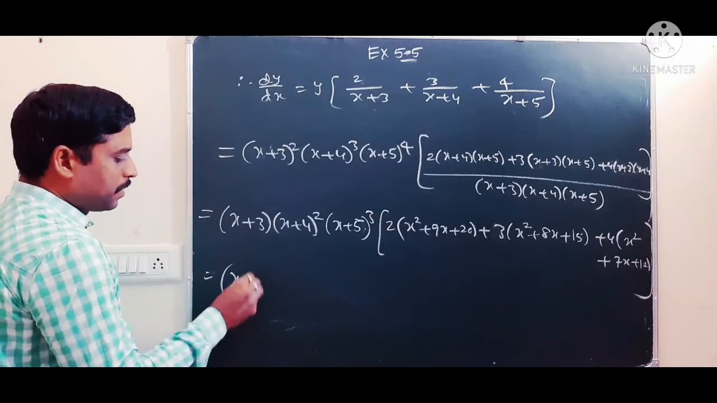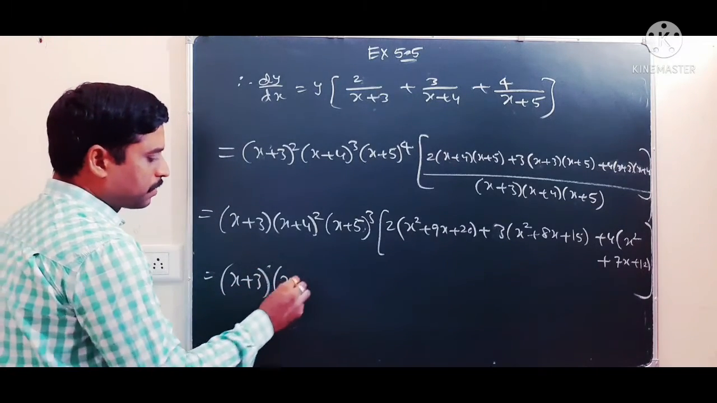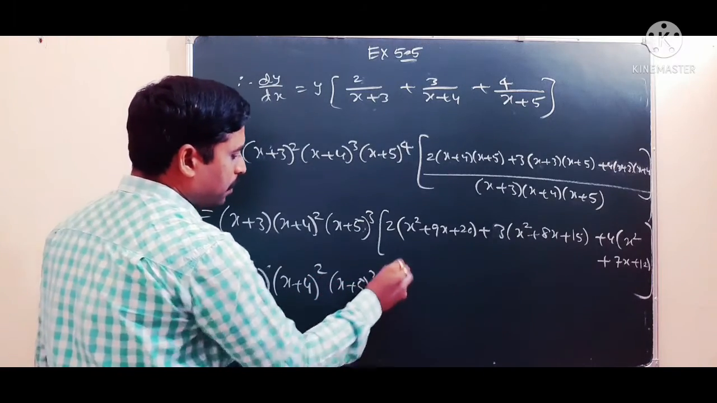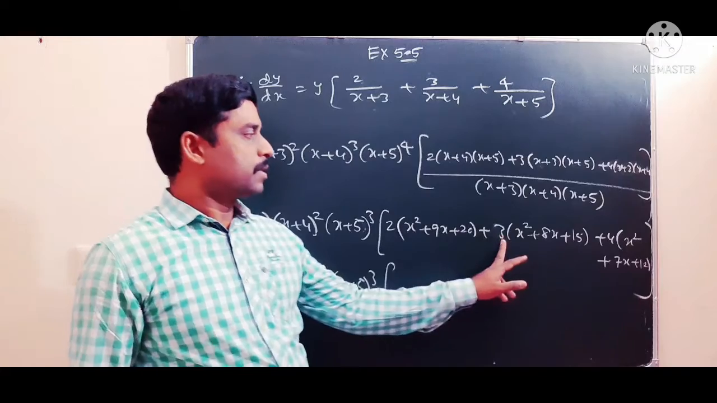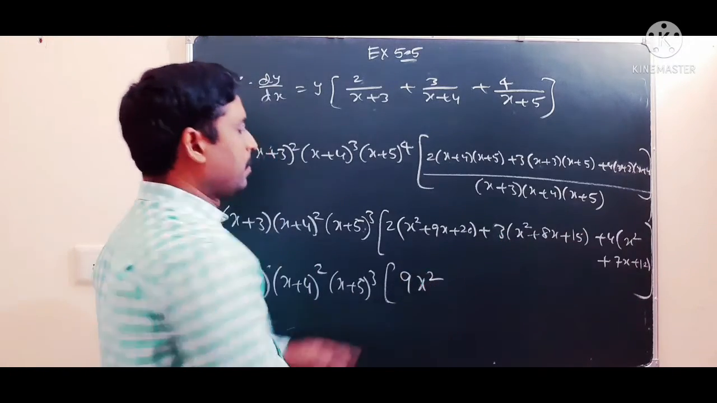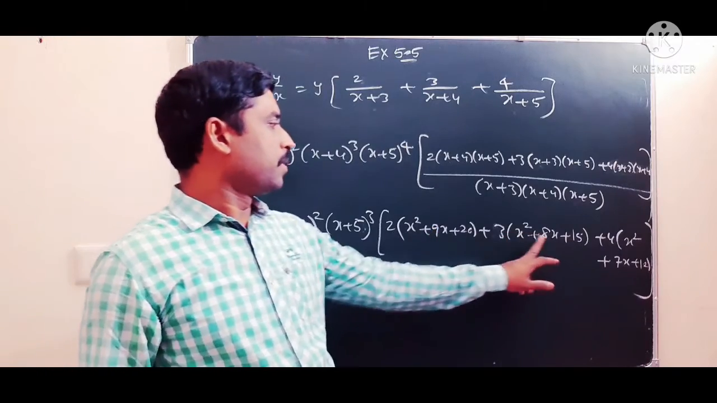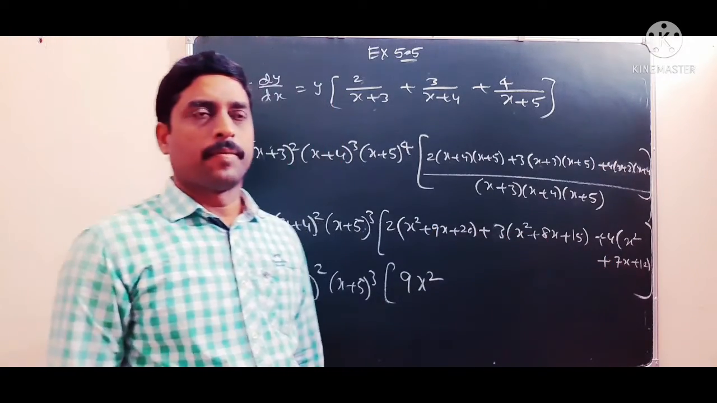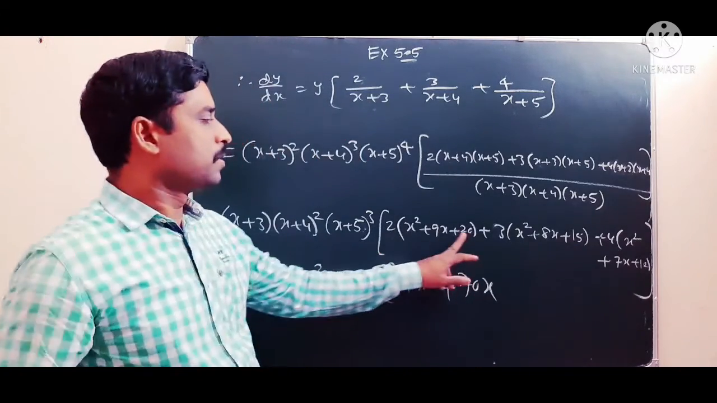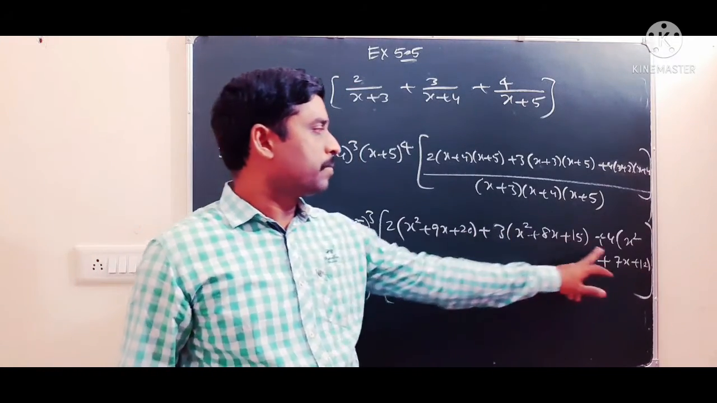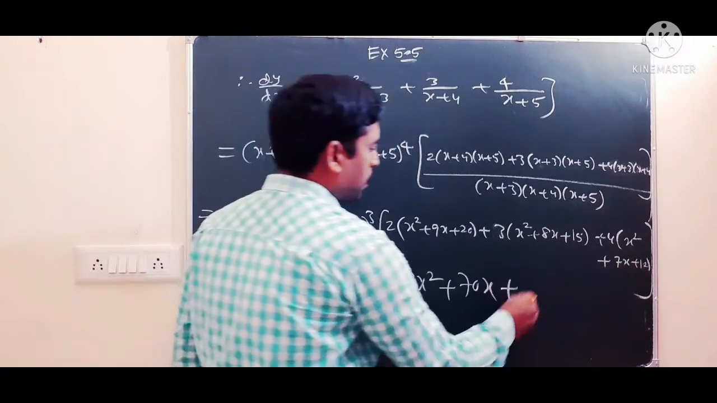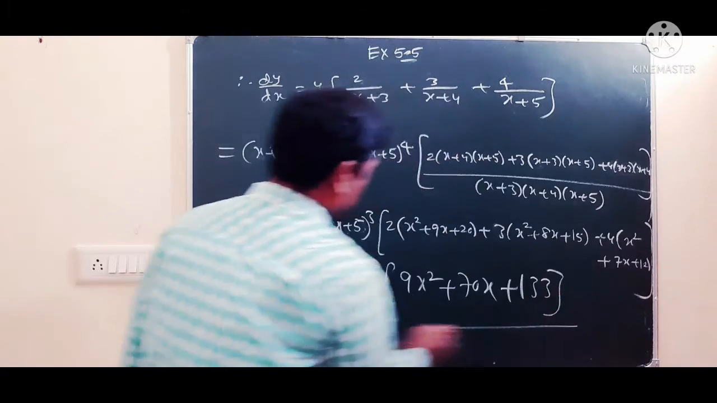Now we have (x plus 3) into (x plus 4) whole square into (x plus 5) whole cube. 2x square plus 3x square plus 4x square gives 9x square. 2 nines are 18, plus 24, plus 28, gives 70x. Then 20 plus 45 plus 48 gives a total of 133. Okay, this is the final answer.